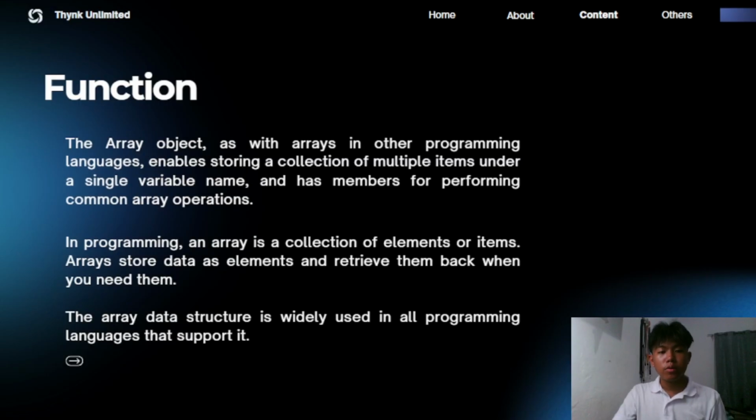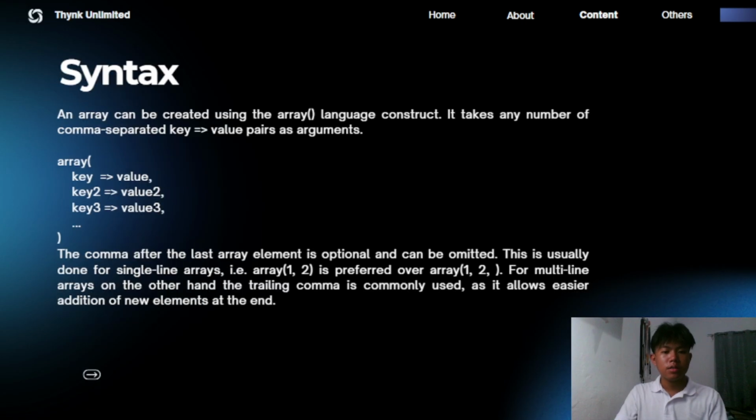And we go now to the syntax of arrays. An array can be created using the array() language construct. It takes any number of comma-separated key => value pairs as arguments. array(key => value, key2 => value2, key3 => value3).